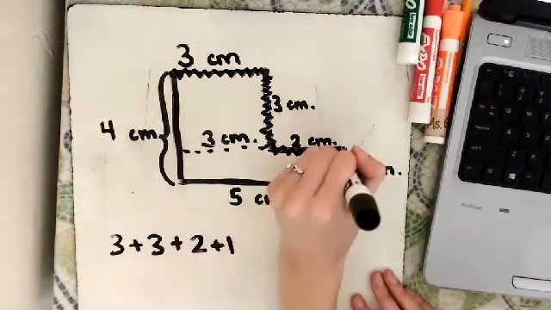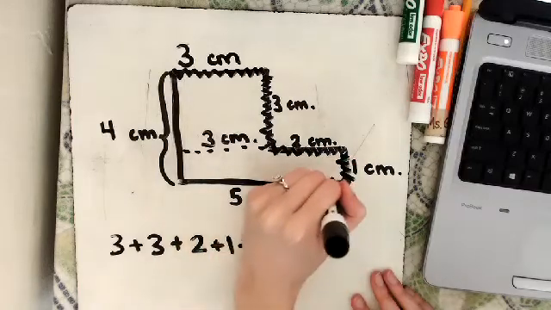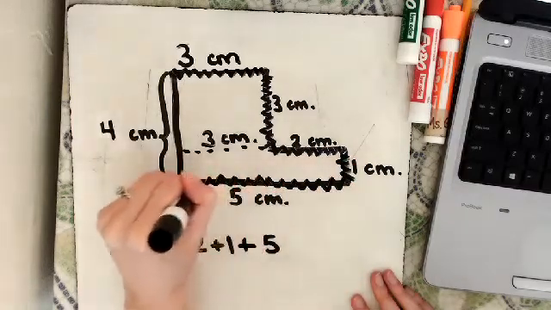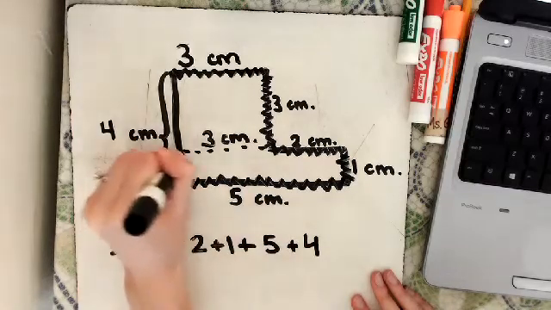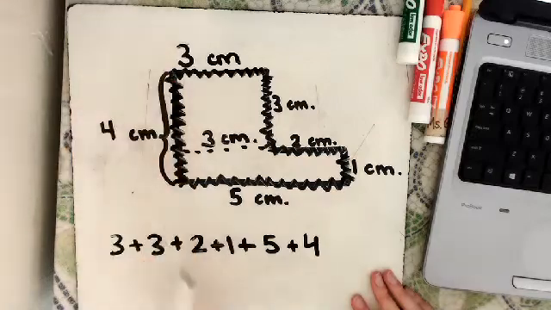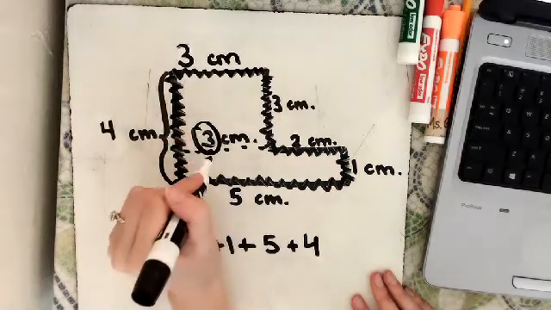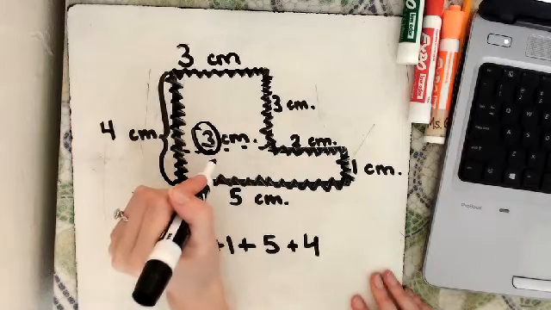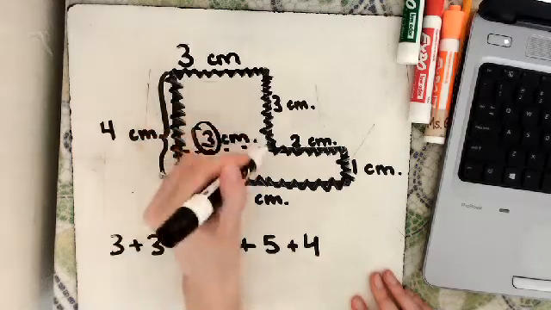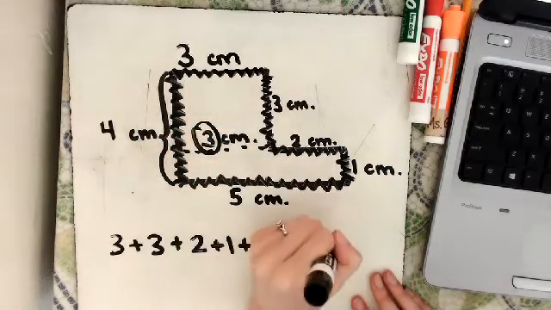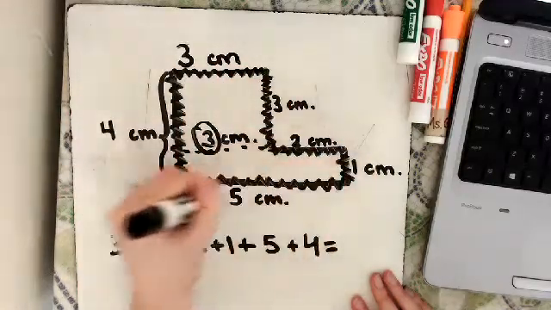1, 5, and 4. Do you know why I didn't use this 3? Pause the video and say it out loud. If you said because this is on the inside, not the perimeter, you're correct. So I only want to add up the sides on the outside, the perimeter of the shape.